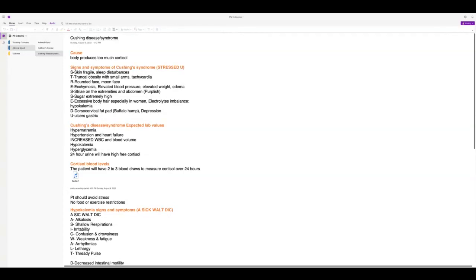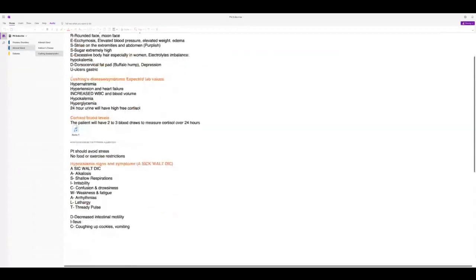So they will do cortisol tests, and the patient is going to have to be woken up in the middle of the night because they have to do 2 to 3 blood draws. Okay, so you're going to tell your patient to try to avoid stress, which is nearly impossible, but you'll have to educate them. No food or exercise restrictions.